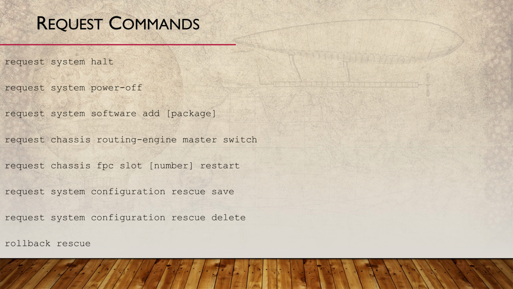You might be wondering though, what's the difference between halt and power off? This seems to depend on the platform. As far as I can tell, they're the same thing on EX series switches. On the SRX platform though, halt will shut down all processes, but leave the box powered up. This enables you to boot it back up from the CLI when you're ready. Power off, on the other hand, completely shuts the system down and powers off the chassis.